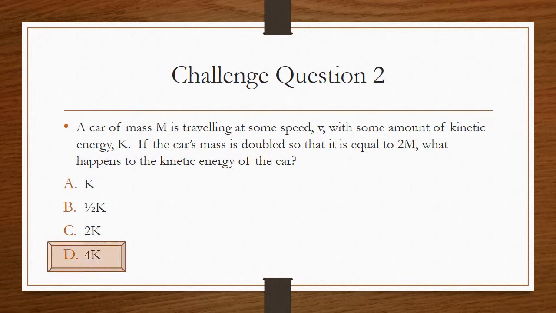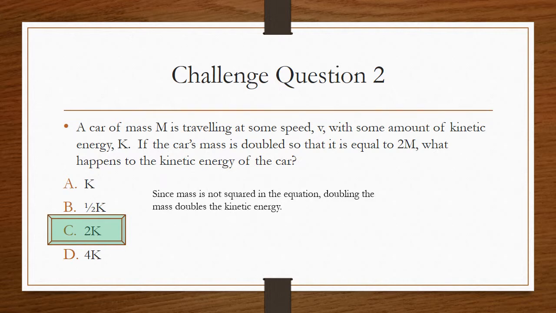If you said 4K just like the previous one, then you would be incorrect. It's actually twice the kinetic energy. This happens because mass is not squared in the equation, so doubling the mass just doubles the kinetic energy. That's a direct proportionality.